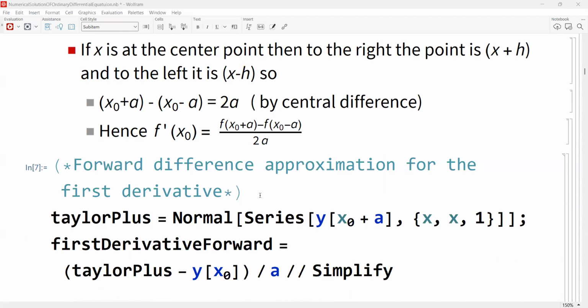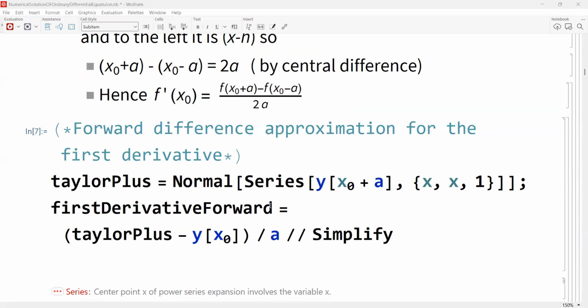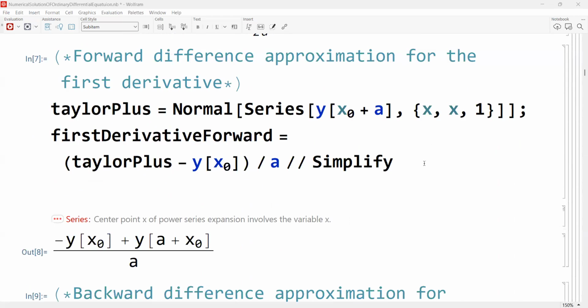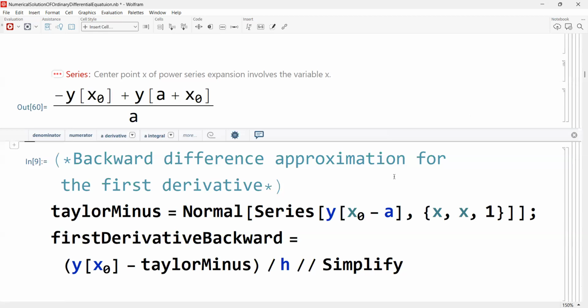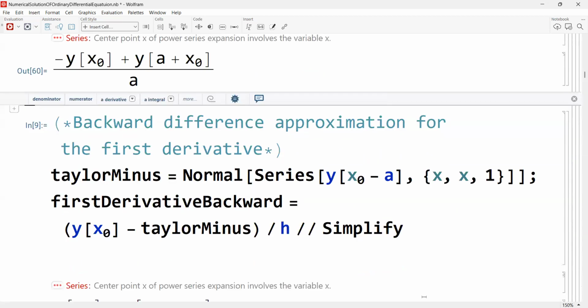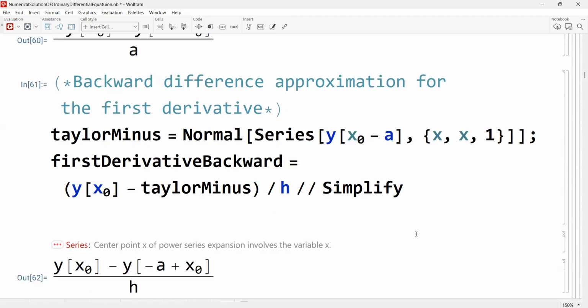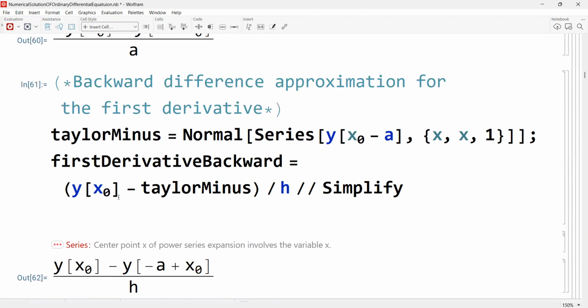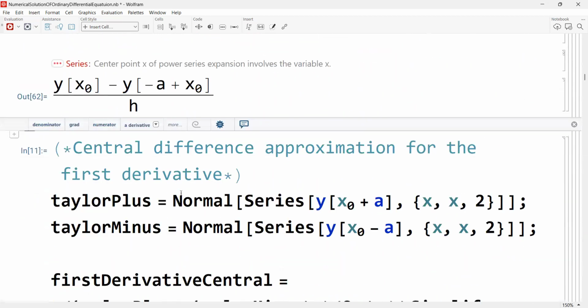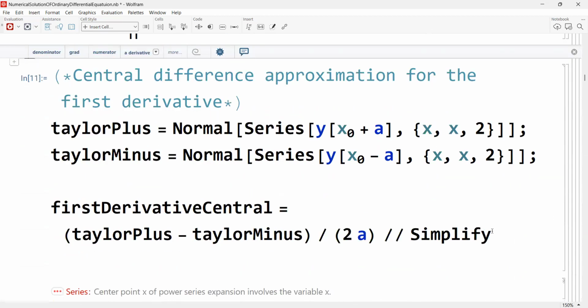So we have the forward difference approximation for the first derivative. Okay, so we are going to simplify this one. So this is the forward approximation. And we also have the backward approximation for the first derivative here. So we have this one. This is what they call the backward difference approximation. Then we also have the central difference approximation for the first derivative here.